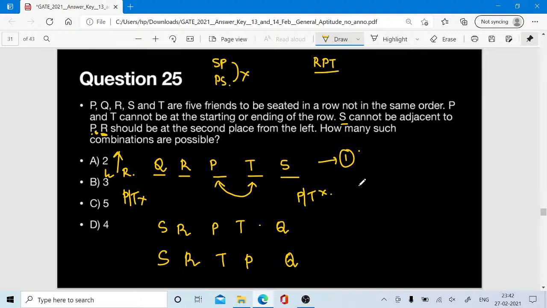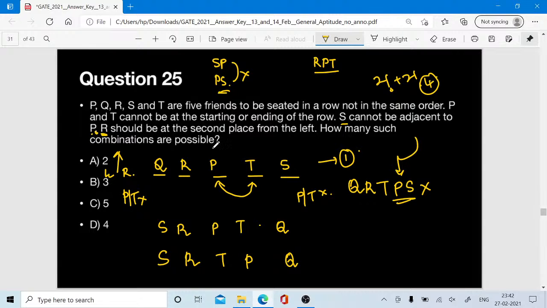Because even if I take QRTPS, PS cannot be together, that they have told, so this combination cannot happen. But from seeing this only, you can easily tell this is going to be 2 factorial plus 2 factorial, which is 4 combinations, but one of the combinations is also not going to happen here.